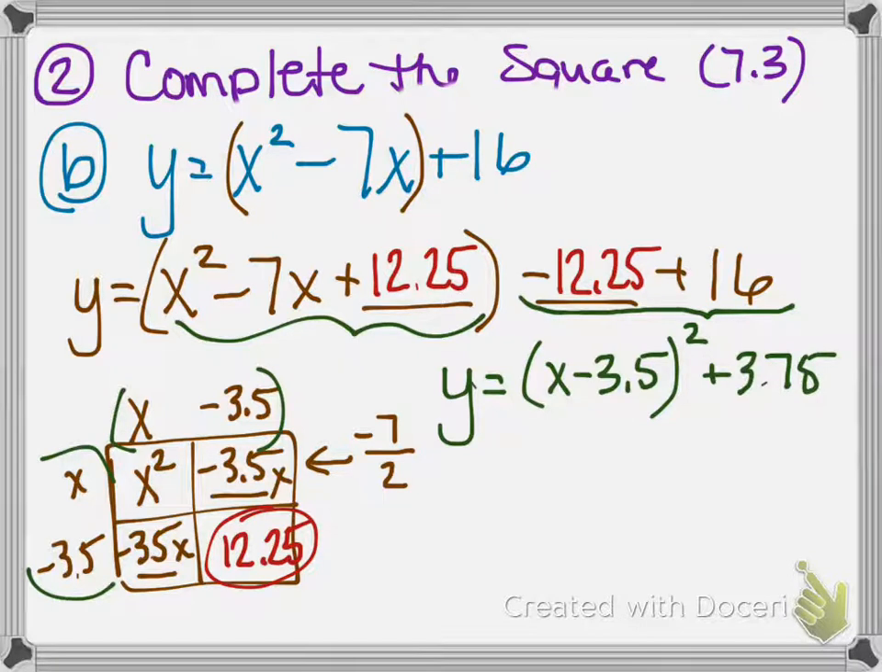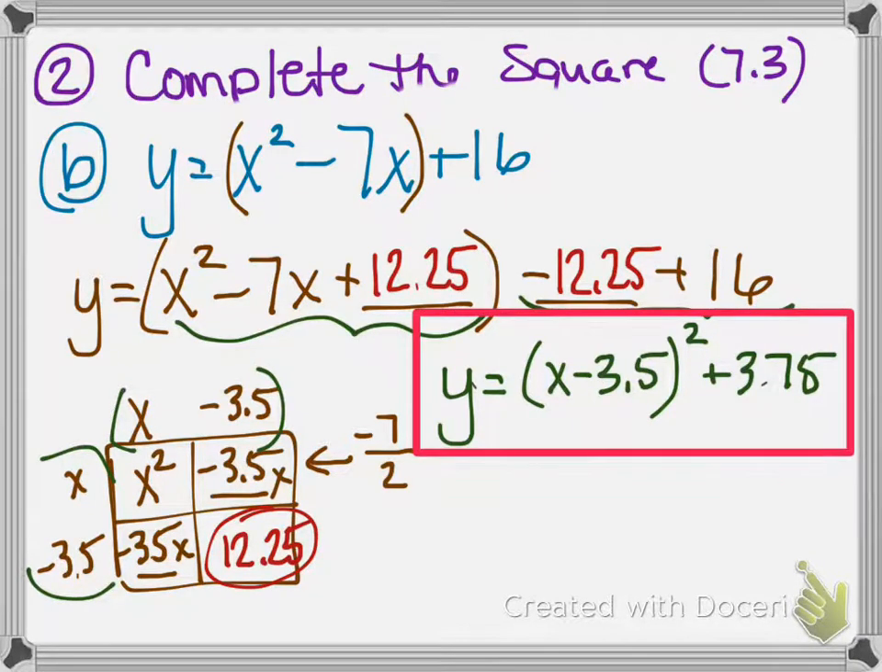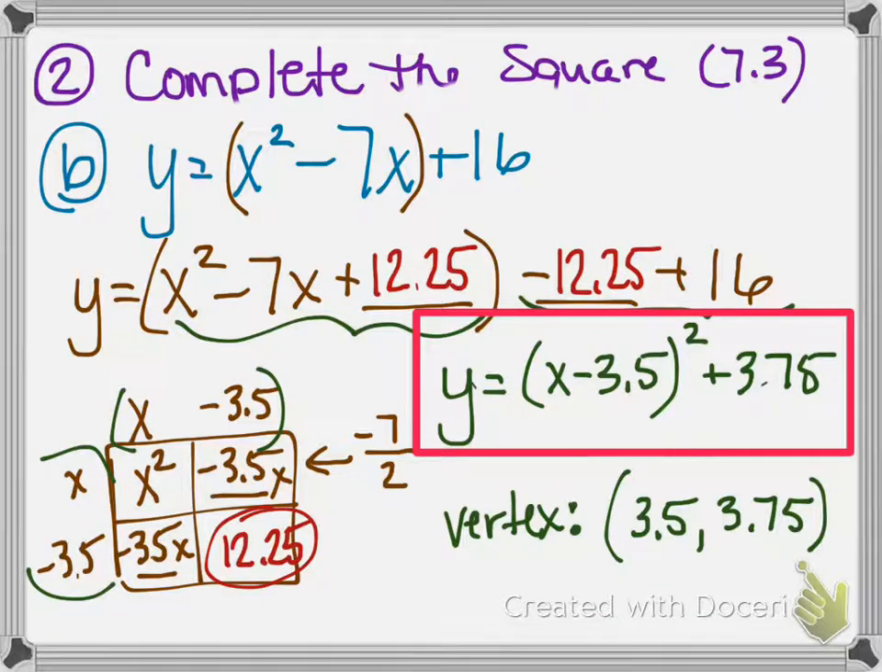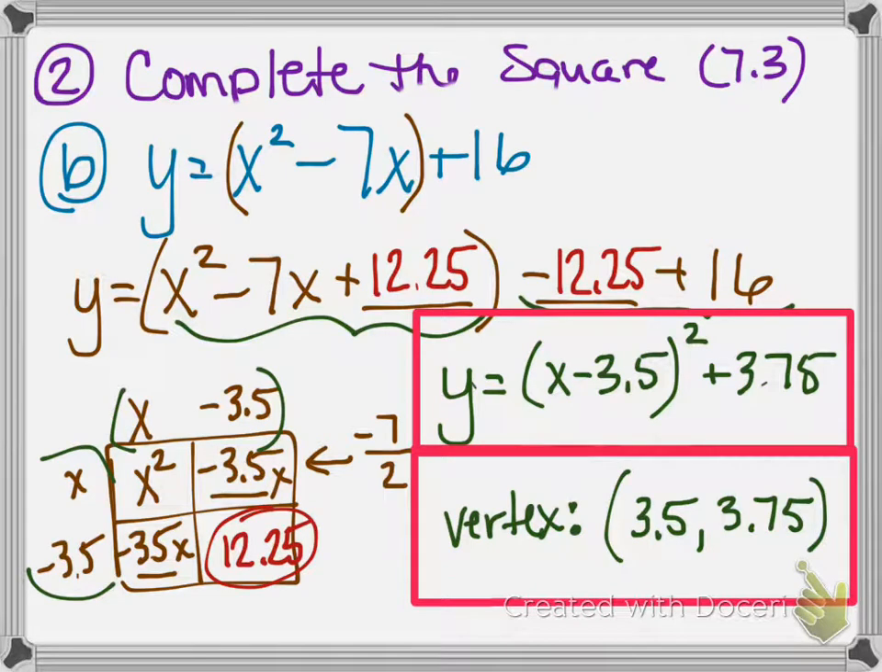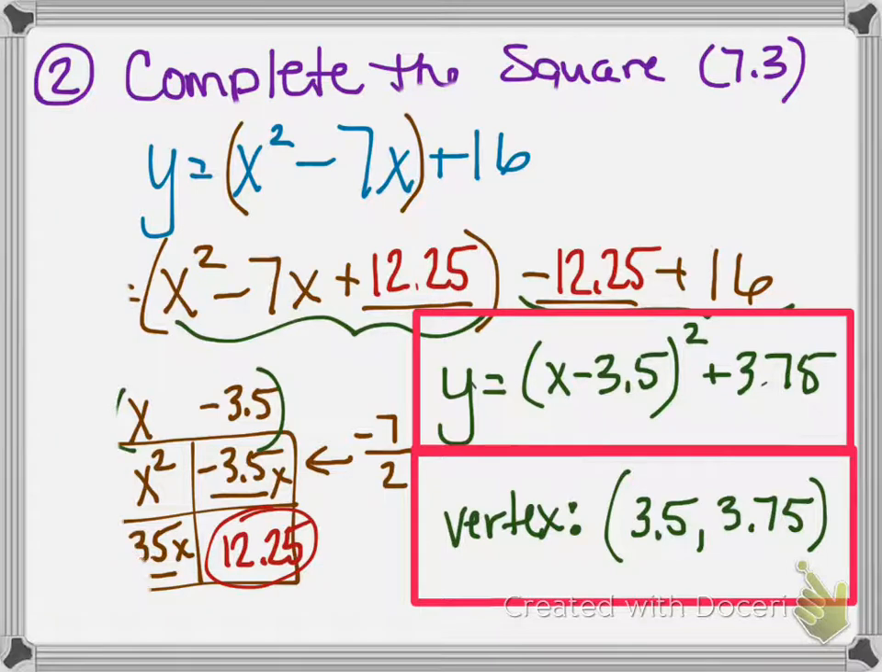So here is the equation, and vertex, again, h and k, opposite of h, so positive 3.5, and exactly what k is, so positive 3.75. So 1 and 2, two solutions. Well, one of each, vertex form and finding the vertex. Okay, so on to C.